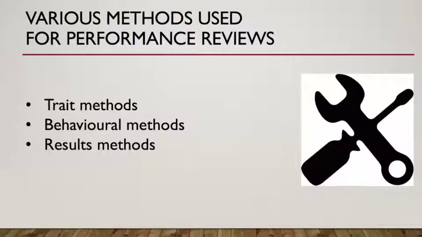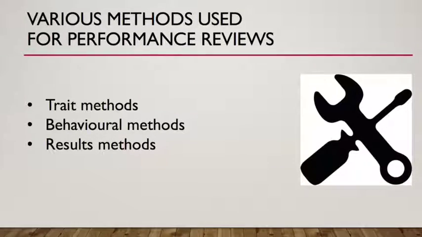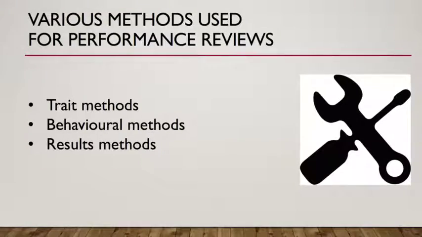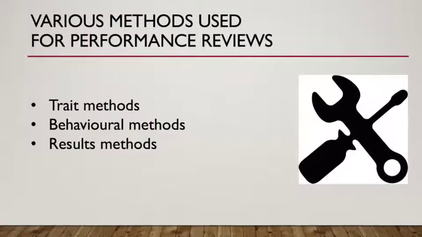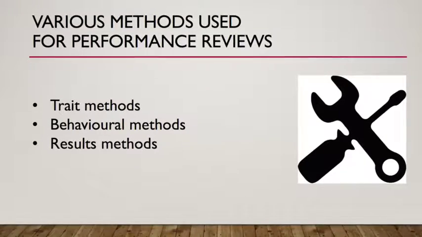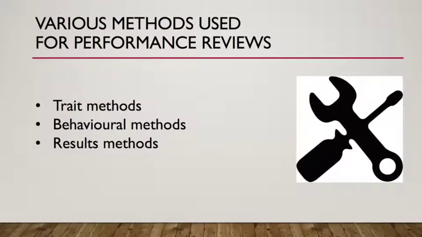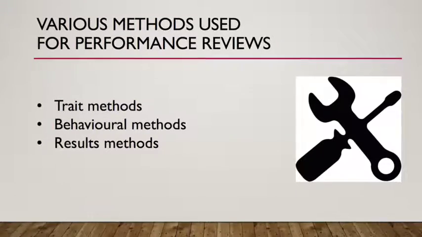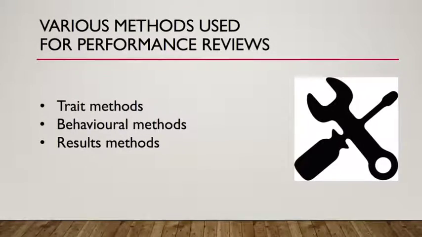The last subject that will be discussed in Chapter 6 is the various methods used for performance reviews, with a little summary of each method. Mainly, three different methods are possible for performance review. The first one is the trait method. It is designed to measure the extent to which an employee possesses certain characteristics that are viewed as important for the job and the organization.